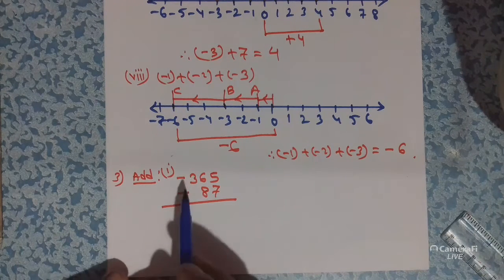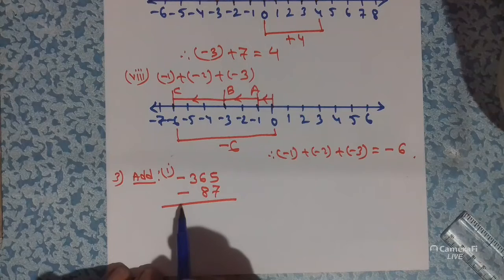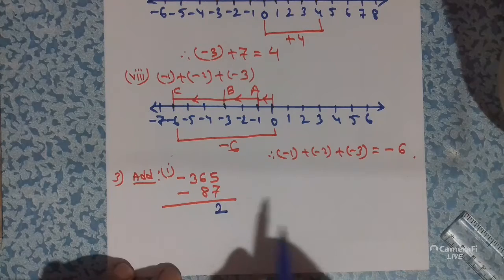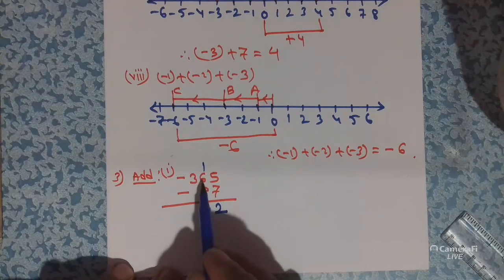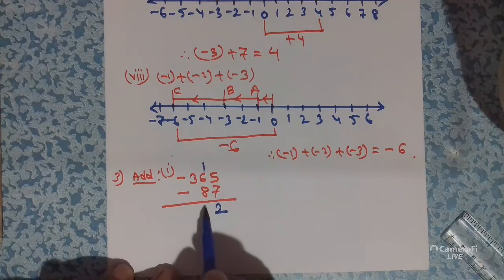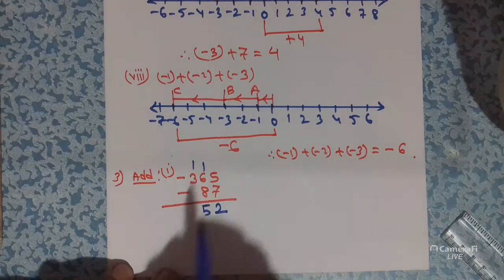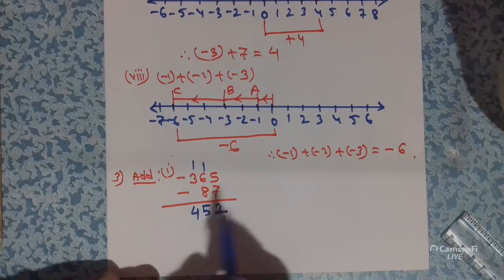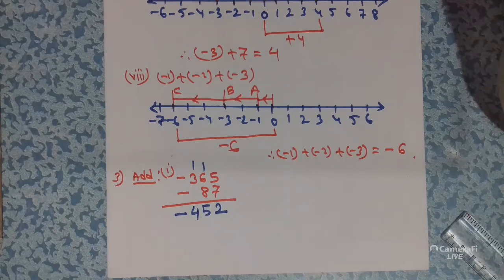Okay, so here both the signs are same. You can see that both are negative, so that means we have to add. So 7 plus 5 is 12, carry 1. 8 plus 6 is 14 and 1, 15, carry 1, and 3 plus 1 is 4. Clear, students? So both are negative, so that means the answer must be negative. So minus 452 is the answer.